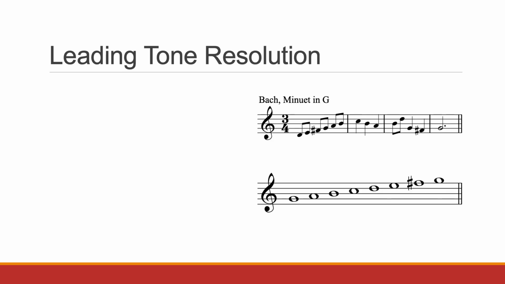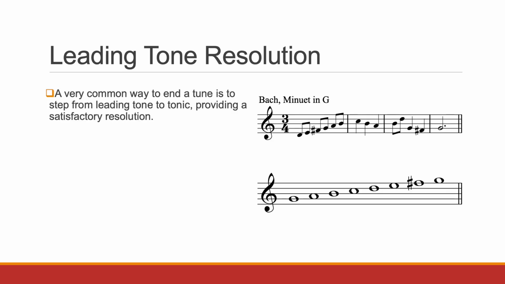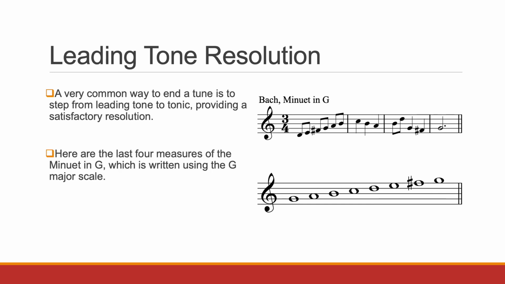Leading tone resolution. A very common way to end a tune is to step from leading tone to tonic, providing a satisfactory resolution. Here are the last 4 measures of the minuet in G, which is written using the G major scale. In the final 2 notes, the leading tone, F sharp, resolves to the tonic, G. Now let's listen to that melody from the end of the minuet in G.